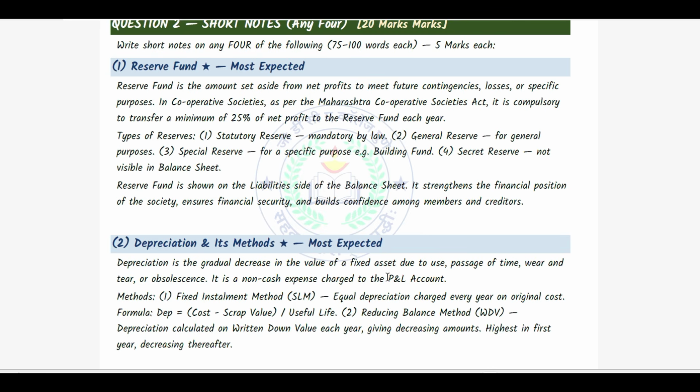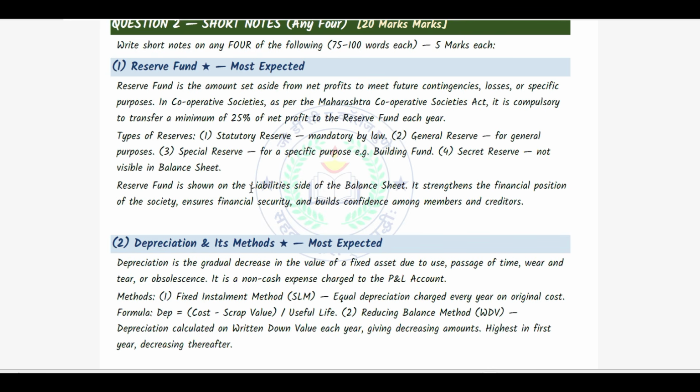That PNL is termed as profit and loss account. Anyways, what are the methods? Number one, fixed installment method, that is SLM, straight line method. Equal depreciation charge every year on the original cost. Formula for depreciation cost, how to calculate it? Cost minus scrap value divided by useful life, actually. So life in the sense of years, or time, you can say.